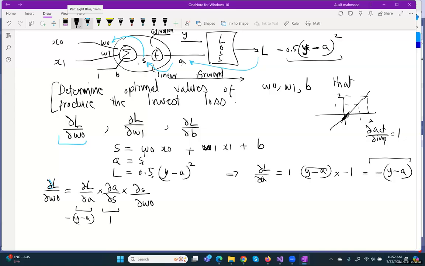Okay, what about the third term? Now go to this equation for S. And like I said, only the W0 term will be kept. All others will be treated as zeros. So what is the change in S with respect to change in W0? Think of this x0 as like a constant. So this will be simply x0. So if I multiply this, this will become minus (y minus A) multiplied by x0.